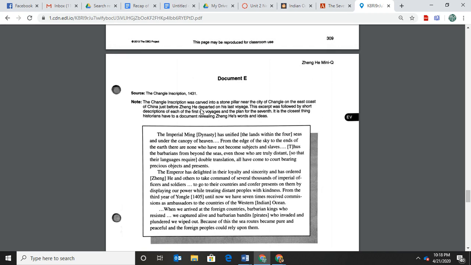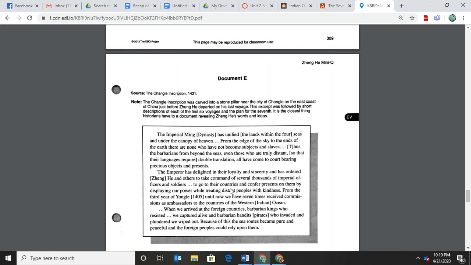This was carved into a stone pillar near the city of Zhangjiagang on the east coast of China just before Zheng He departed on his last voyage. The excerpt was followed by short descriptions of each of the first 6 voyages and the plan for the seventh. It is the closest thing historians have to a document revealing Zheng He's words and ideas. So this was carved basically at a port. This might be a difficult one to HIPP, but you could do it for sure.